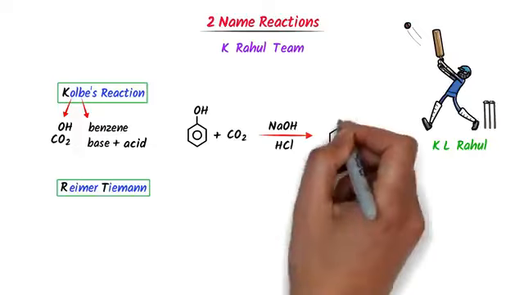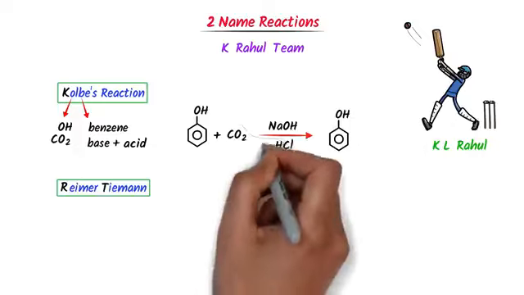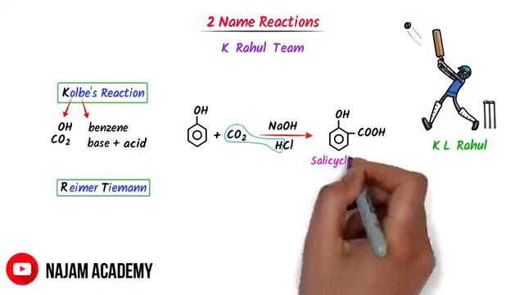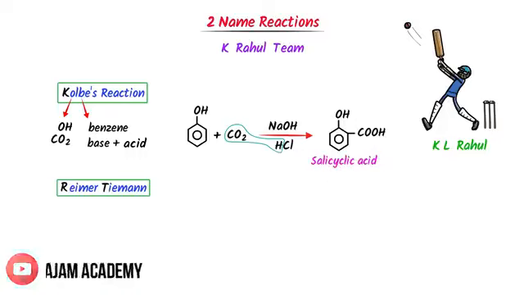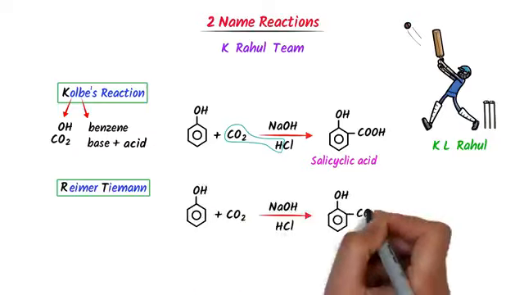I take this phenyl and I write it here. Now I select this carbon dioxide and H of base. Lastly, I attach COOH to this benzene ring. I get salicylic acid. So this is the Kolbe's reaction. In case of Reimer-Tiemann reaction, I rewrite the above reaction.